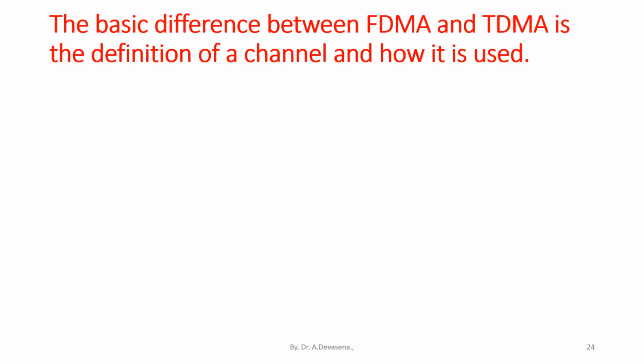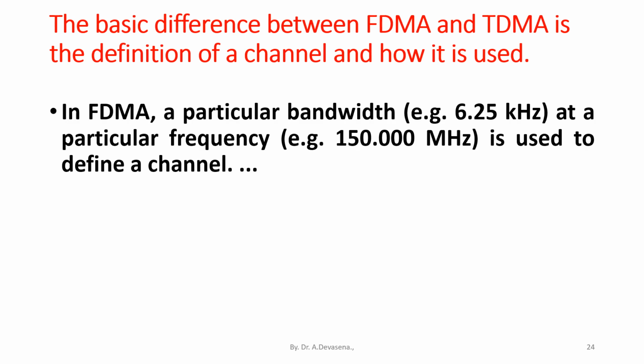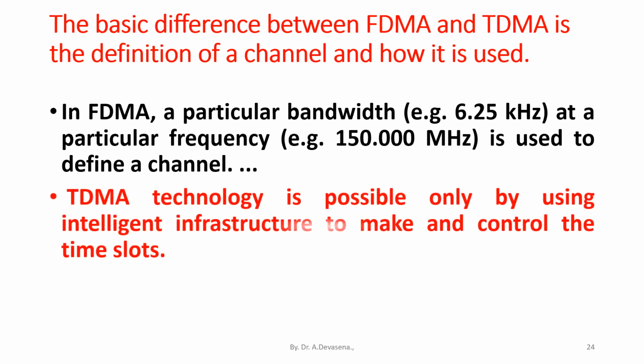The basic difference between FDMA and TDMA is the definition of a channel and how it is used. In FDMA, a particular bandwidth, for example 6.25 kHz at a particular frequency, for example 150 MHz, is used to define a channel. TDMA technology is possible only by using intelligent infrastructure to make and control the time slots.